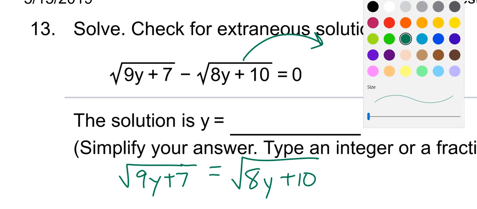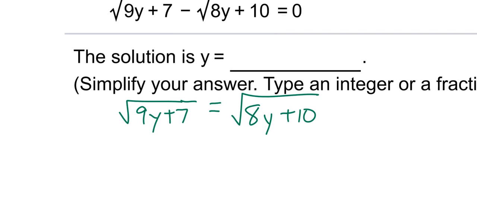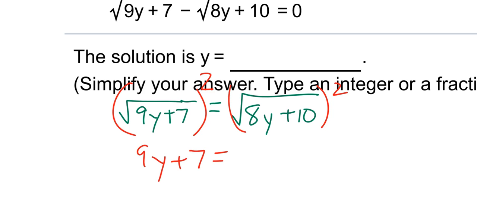Now what? Square both sides, right? Because the radical by itself. Which this is kind of nice because the radicals are all going to disappear. So solve. Good.